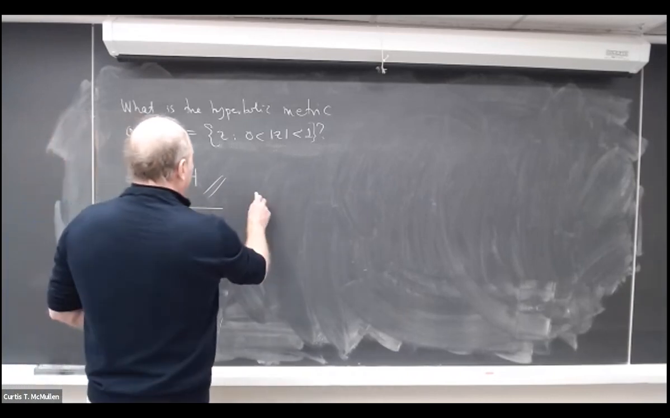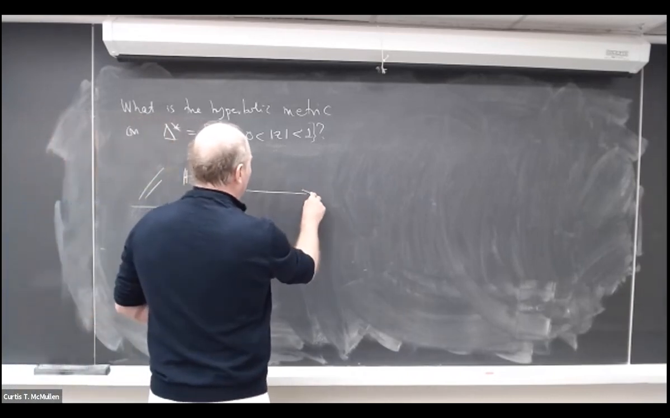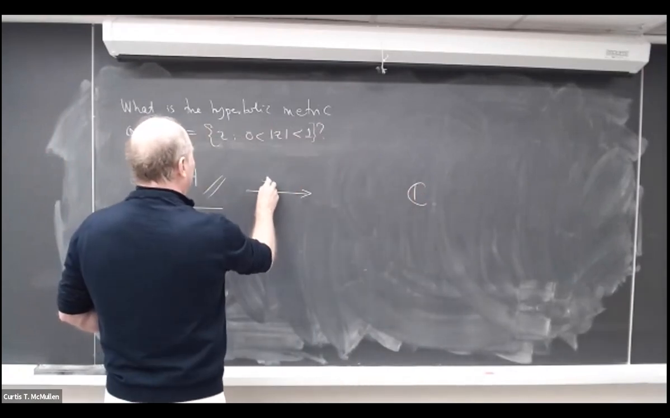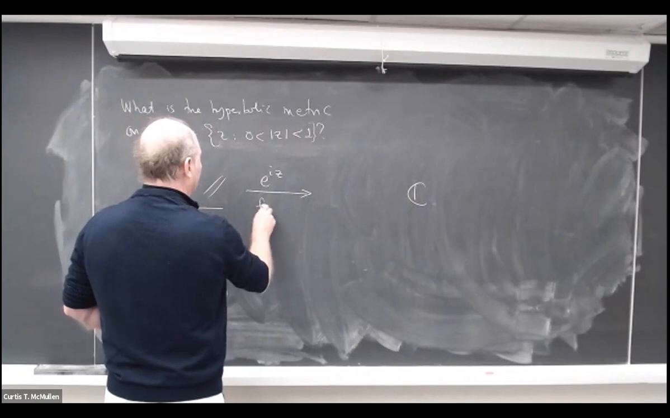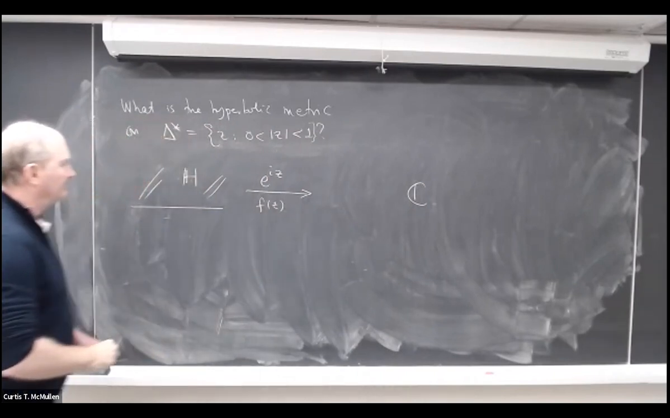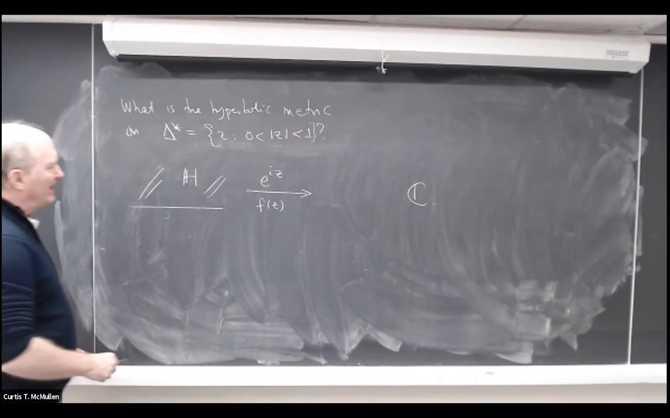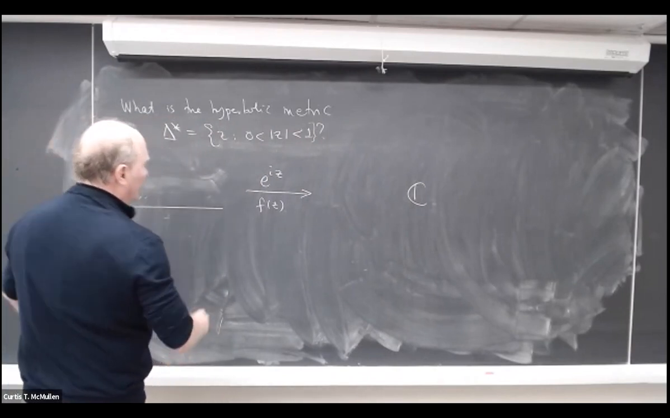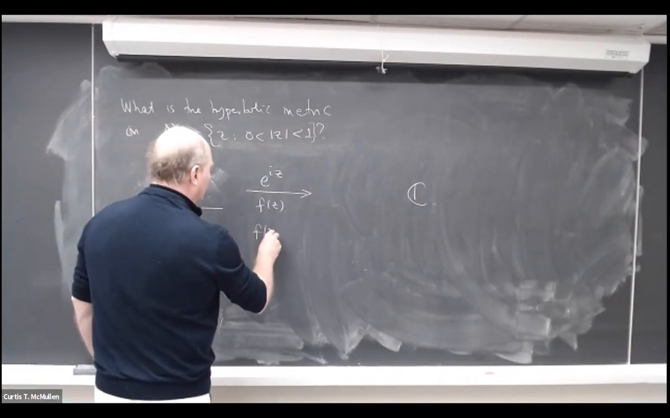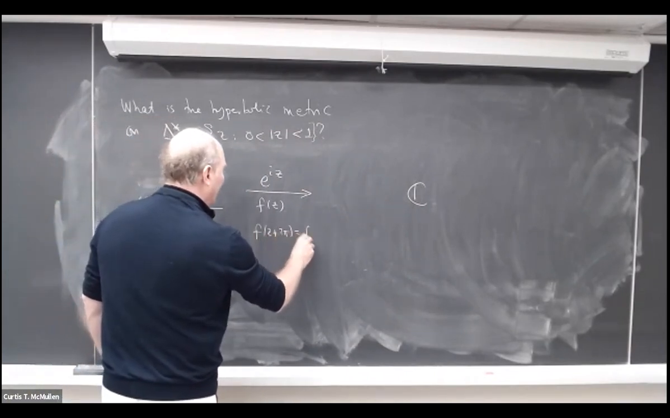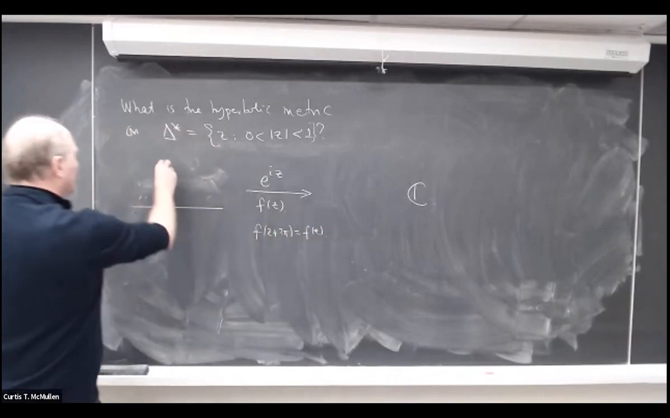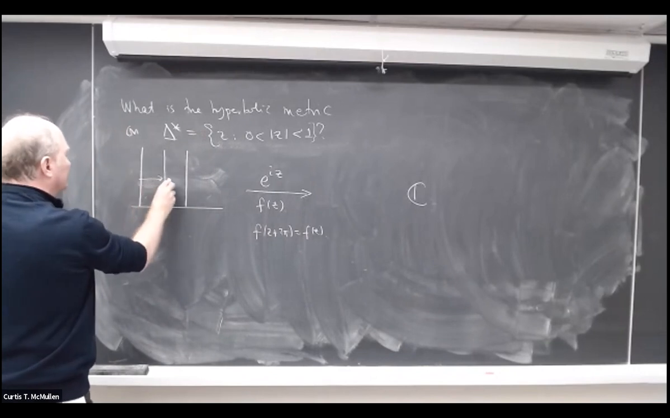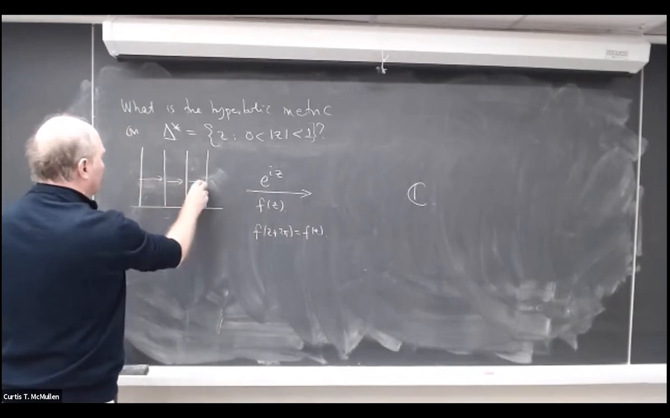So what I want to consider is the mapping of the upper half plane into the complex plane given by z goes to e to the i z. Call that f of z. What can we say about this function? Well, one thing is that this function has the property that f of z plus 2 pi is f of z. So in fact, it's periodic under a group of translations acting on the upper half plane.